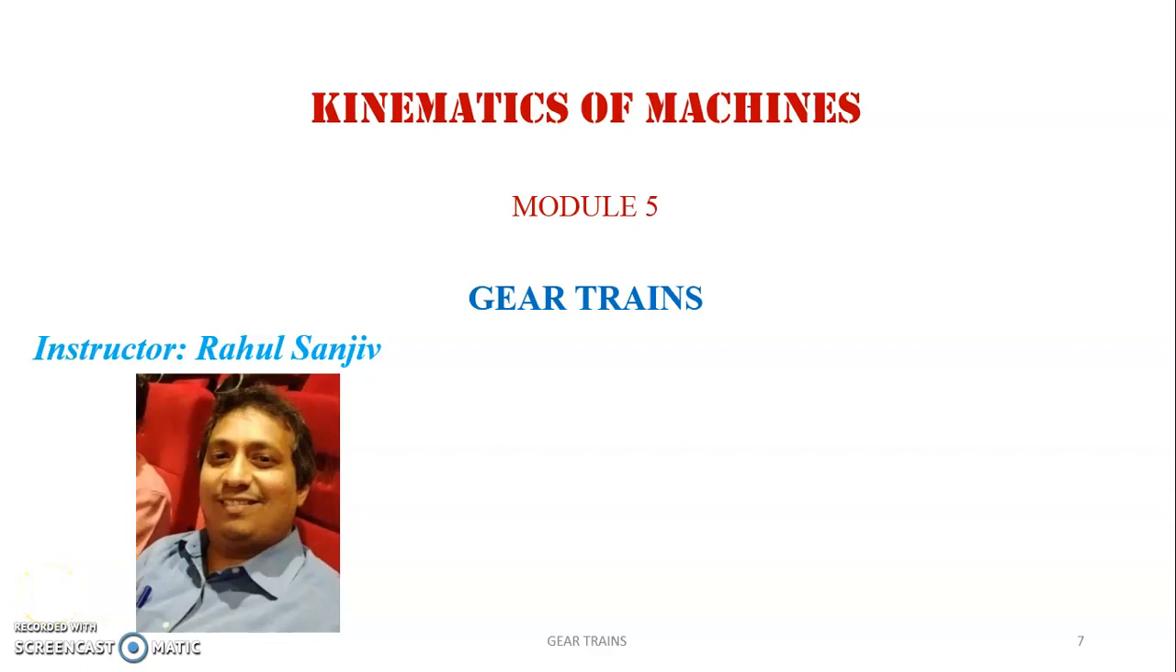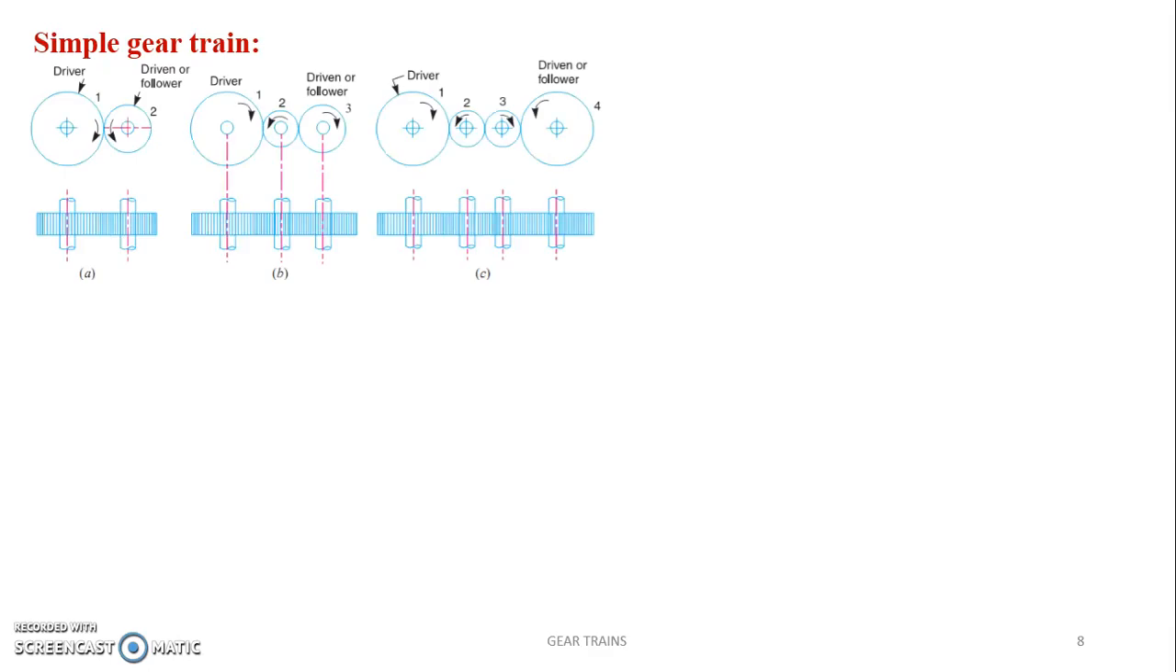Hello guys. Welcome back to module 5, the gear trains. We were solving some of the problems, so we'll continue to solve problems. Now, before going further, we'll just recap how to calculate the speed ratio and the gear train value.